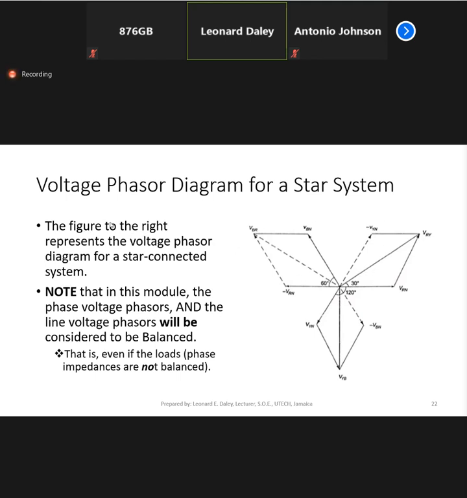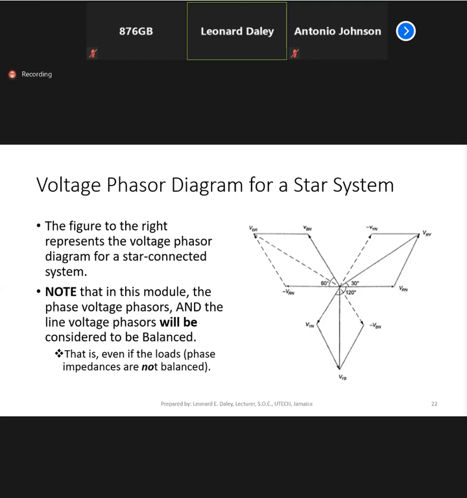All right, what am I saying here? So this is the phase voltage phasor for a star connected system. It is important to note that in this module, our voltage phasors are always going to be balanced. The phase voltages will have the same magnitude and 120 degrees between each of them, and the line voltages are also balanced, with the same magnitude and 120 degrees between them. This is how we're going to restrict ourselves in this module.